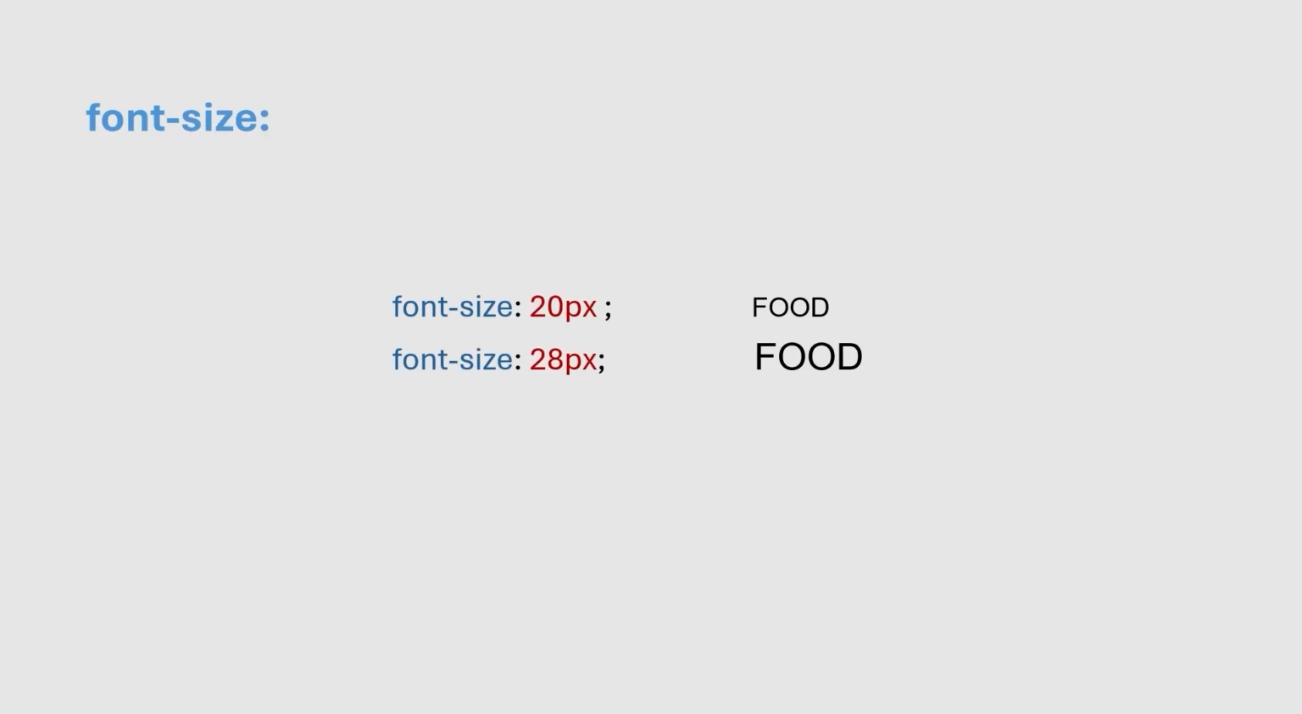Now let's see font size. As the name itself suggests, it is used to change the size of the text. See here, when I give 20px as the value, font looks a little bit smaller. When I increased the value, the size of our text is also increased. In this way, with the help of the font size property, we can increase the size of our text. Here px is nothing but pixels. Pixel is used to measure the text size. But what is a pixel? Pixel is the smallest measuring unit of a display screen.